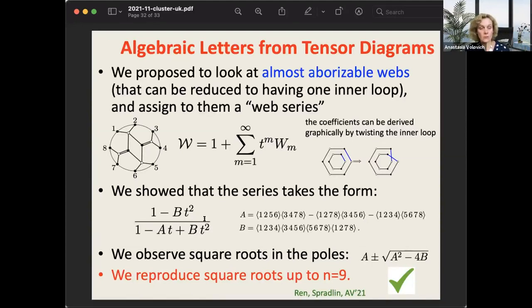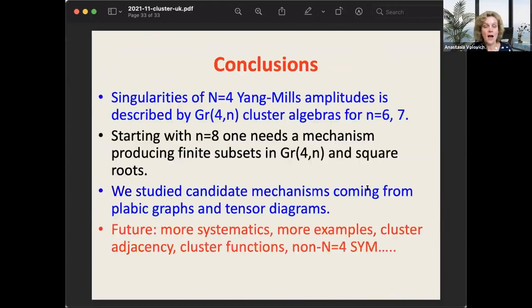If you look at the pole of this expression, you just solve the quadratic equation that appears here. We observe that the square root that appears in this pole is exactly of the form that we need from amplitudes. So for 9 and 8 points, this construction exactly reproduces the type of square roots that we see in amplitudes. That's the very quick upshot of our work.